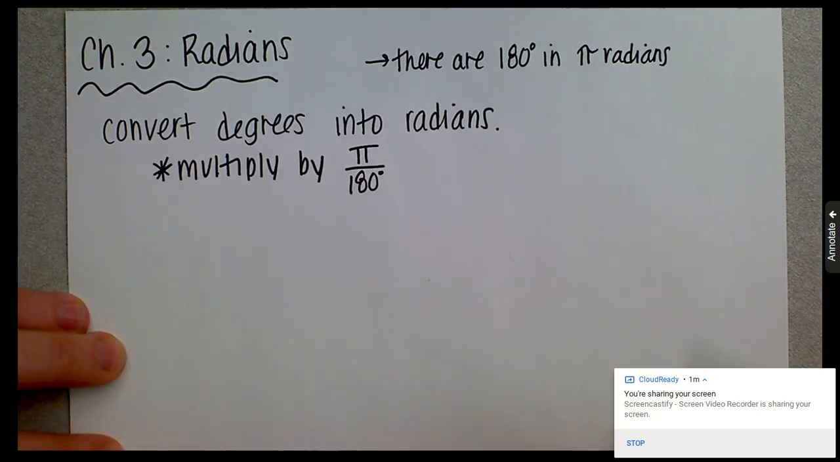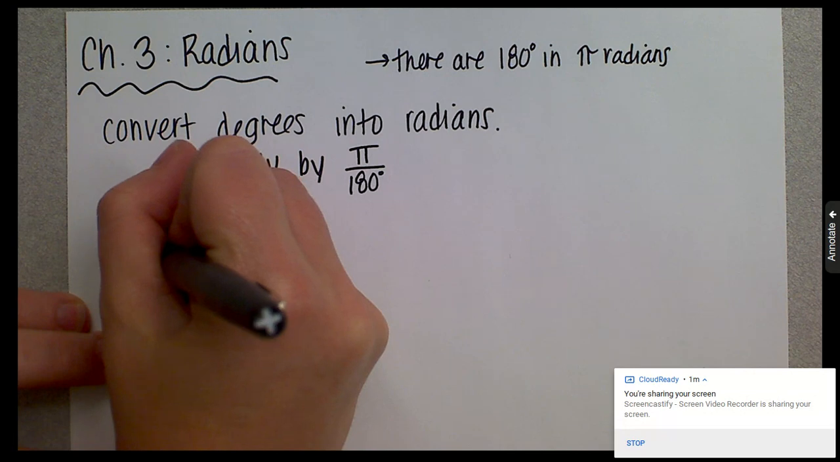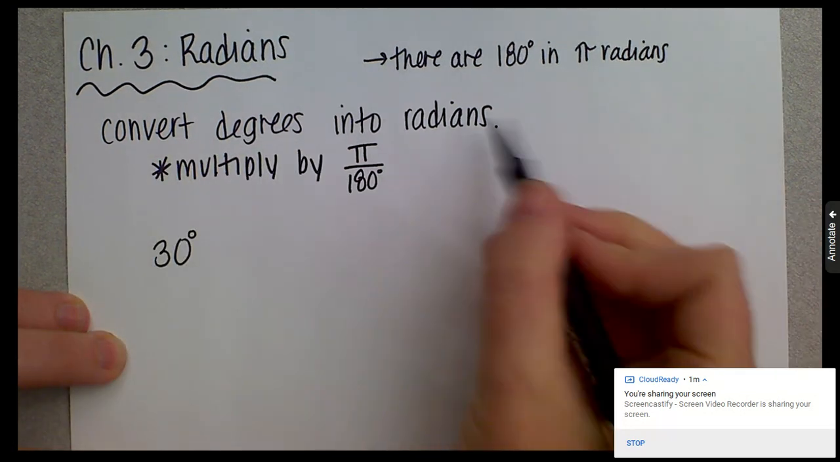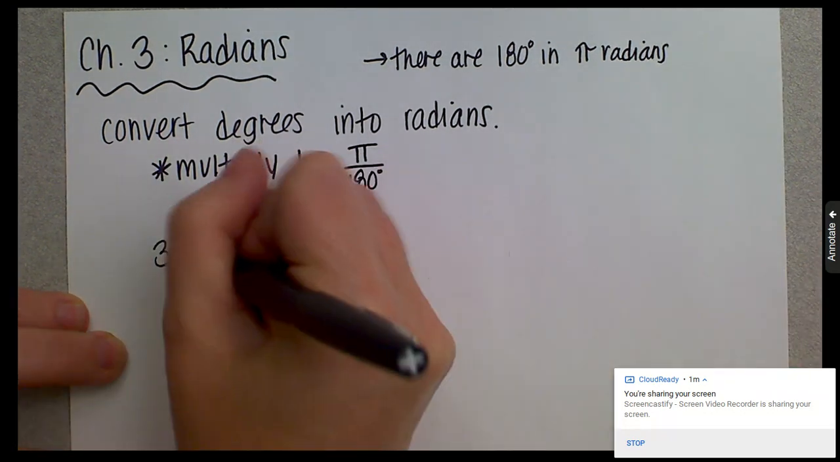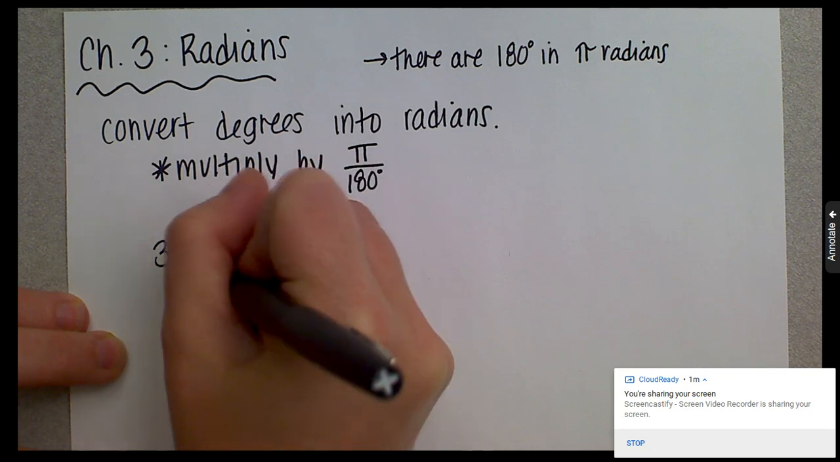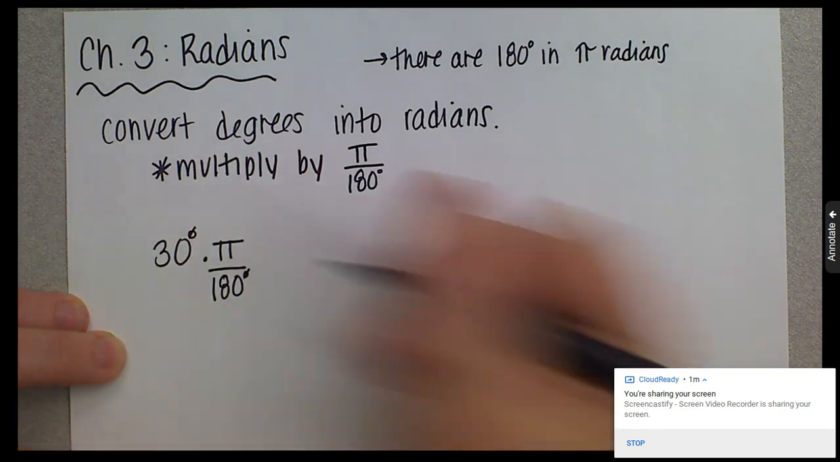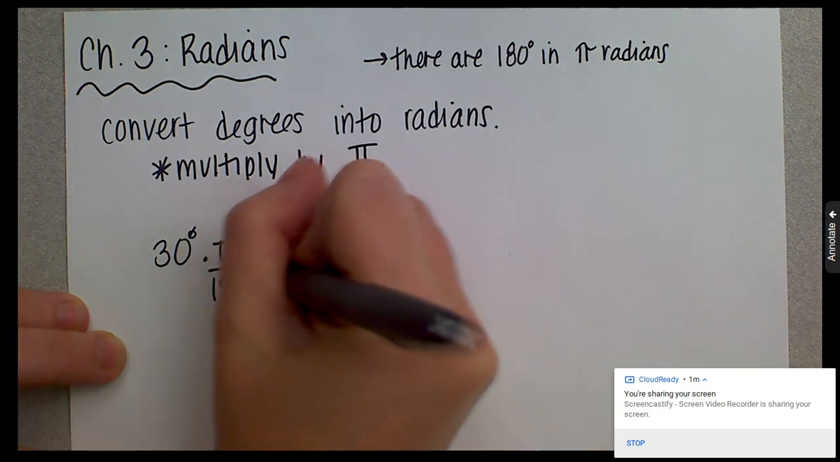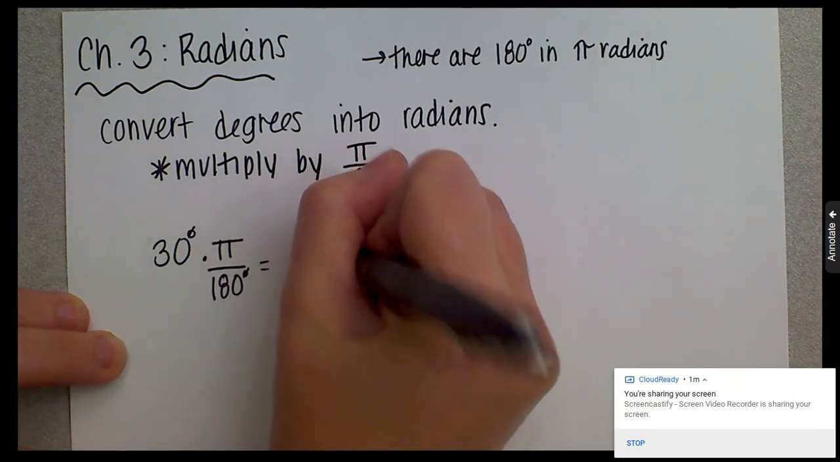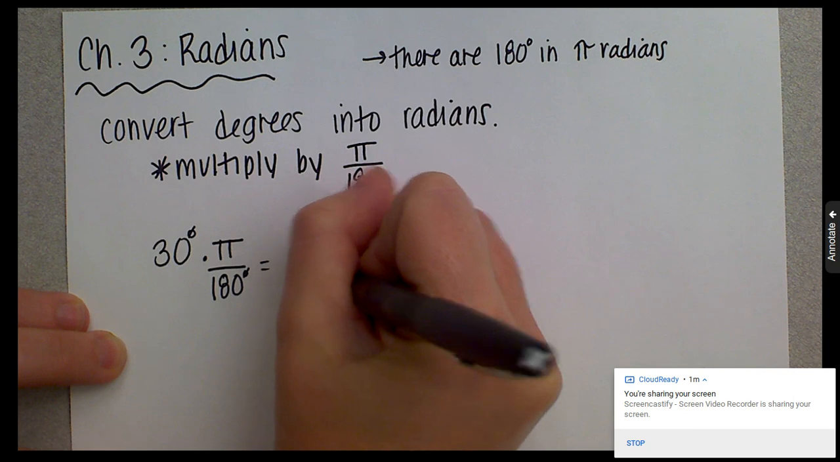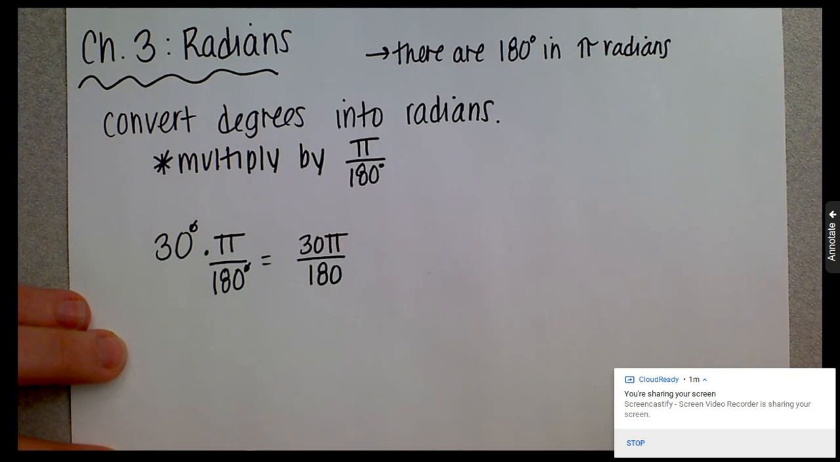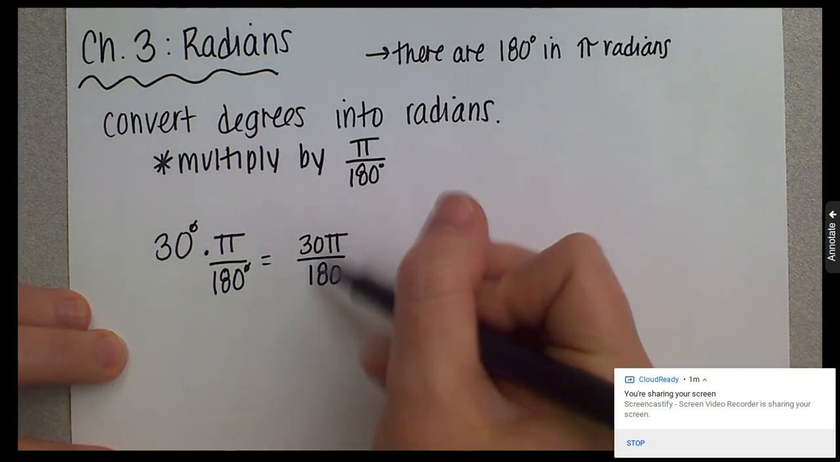So if I said, hey, can you convert 30 degrees into radians? You would say, yeah, I can do that. I'm going to multiply by pi over 180. So in that process, what happens is the degrees cancel out, and I'm left with 30 pi over 180. Okay, so that's not that bad. What we do want to do is reduce this fraction.